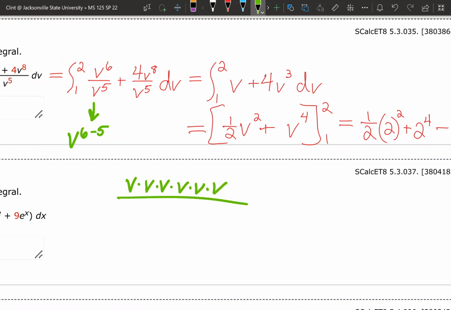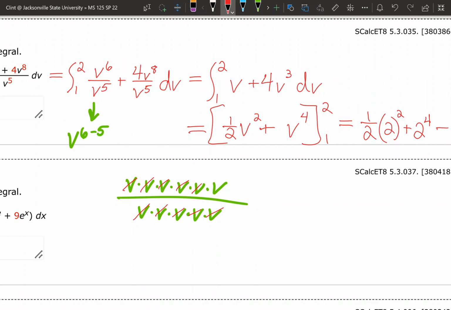V to the 6th says we've got 6 v's. V to the 5th says we've got 5 v's. And then we start canceling. We've got 1 v left. The short way of doing that, instead of having to write it out like that and cross them out in pairs, is to subtract. That's just the exponent.